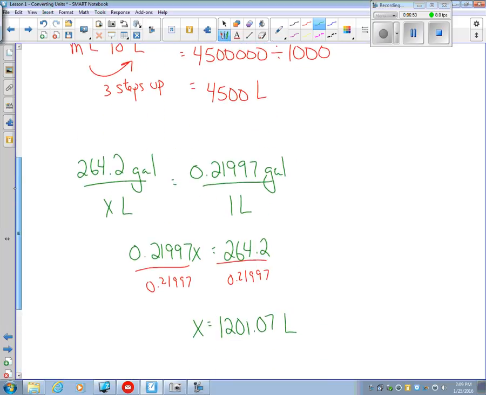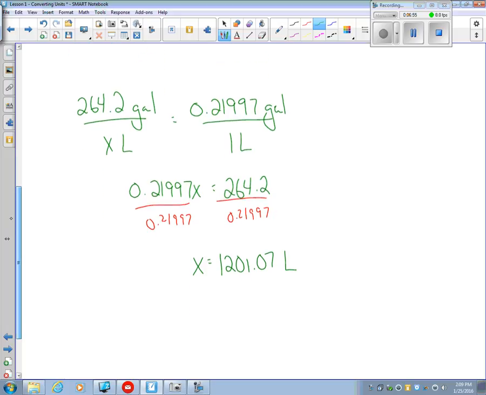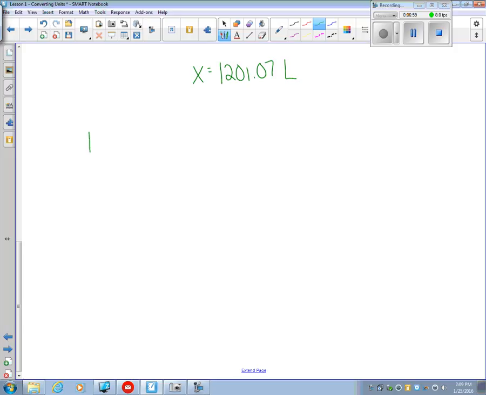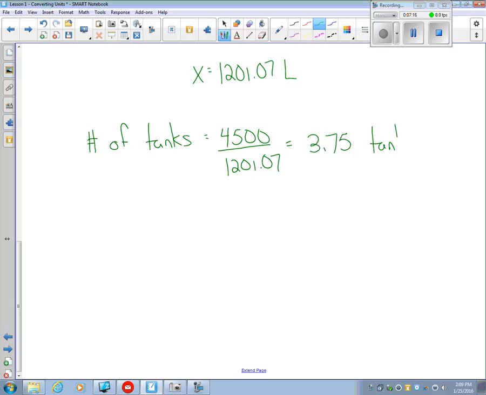Okay, so we have bottles, we need 4,500 liters. Each tank holds 1,200 liters. So obviously we need more than one tank. To figure out the number of tanks, we can take the amount of wine that we need, that 4,500, and divide it by how much each one holds. And we'll end up with approximately 3.75 tanks. And that takes us to the end of converting units.